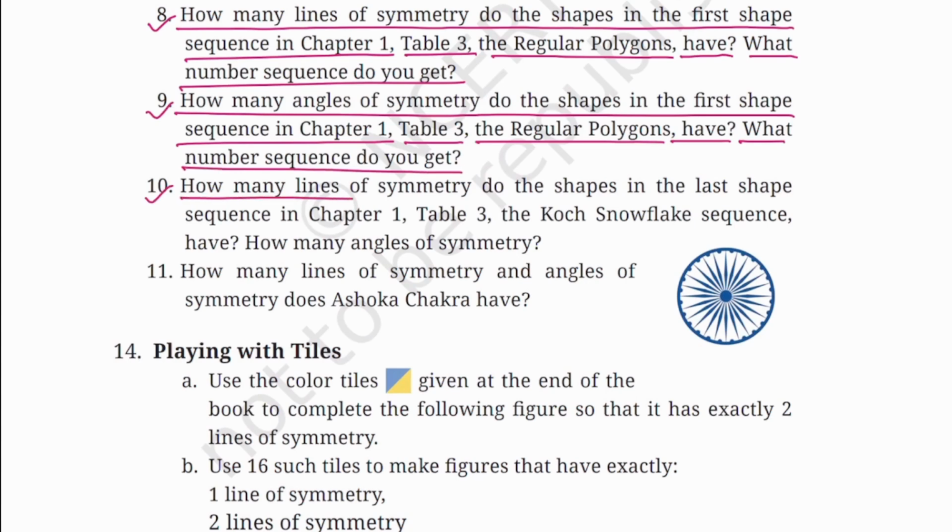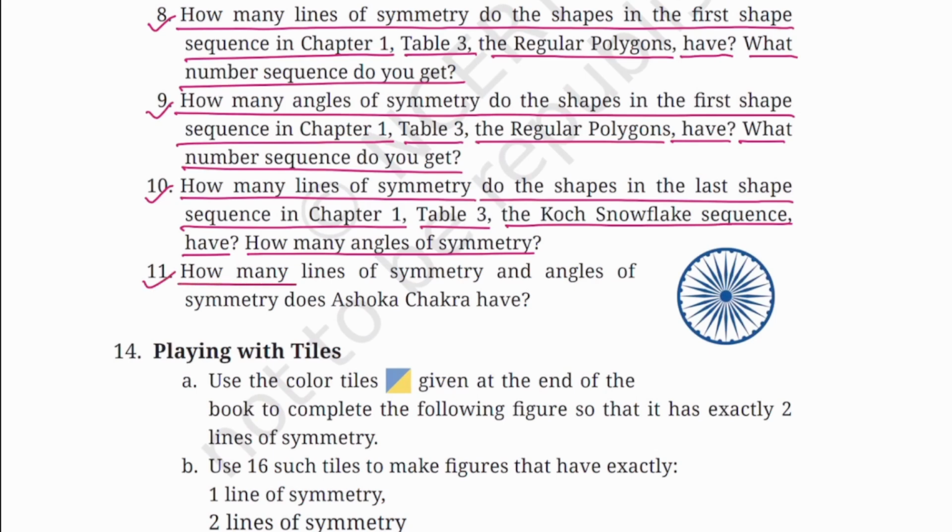10. How many lines of symmetry do the shapes in the last shape sequence in Chapter 1, Table 3, the Koch snowflake sequence have? How many angles of symmetry? 11. How many lines of symmetry and angles of symmetry does Ashok Chakra have?